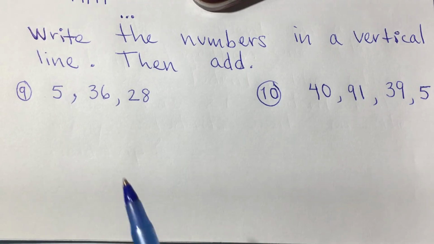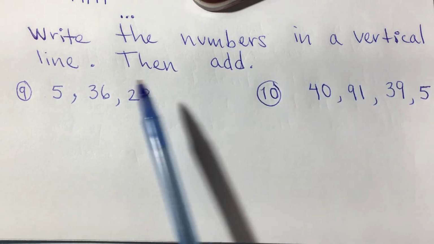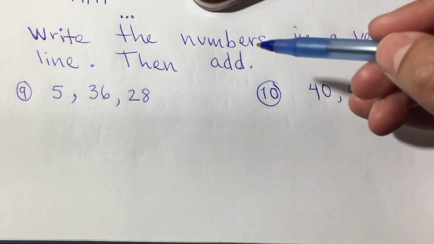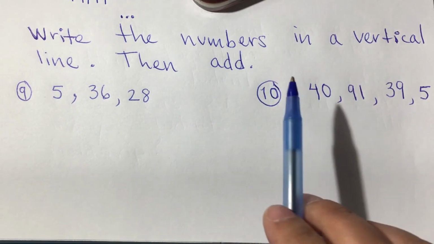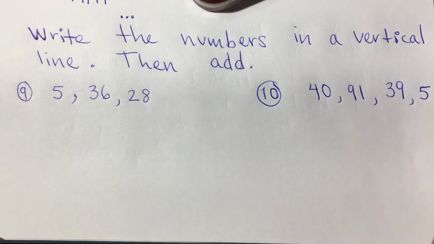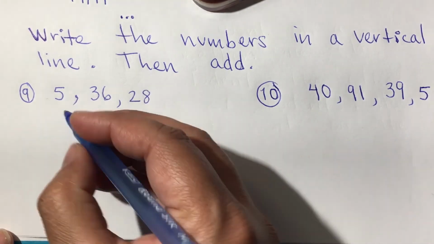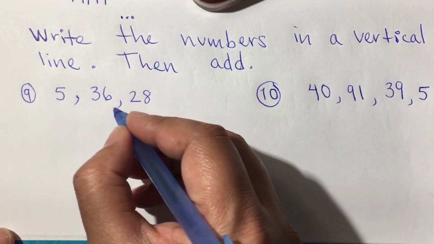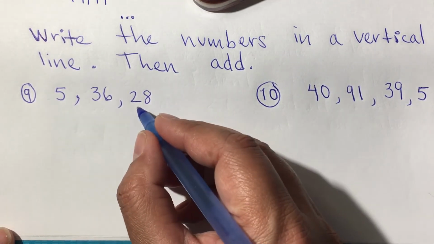Okay. For the next one, it says write the numbers in a vertical line, then add. Vertical is going up and down. Horizontal will be side to side. Okay. So vertical, up and down. So I have 5 plus 36 plus 28.